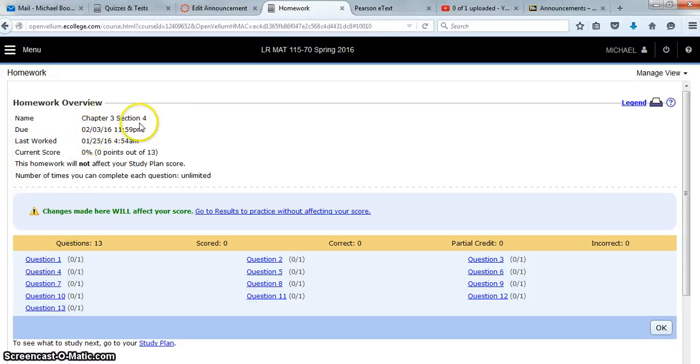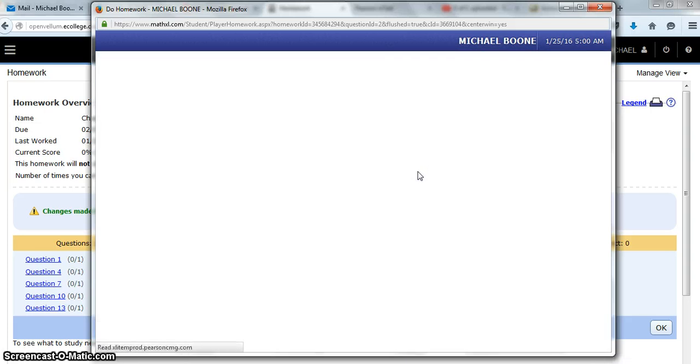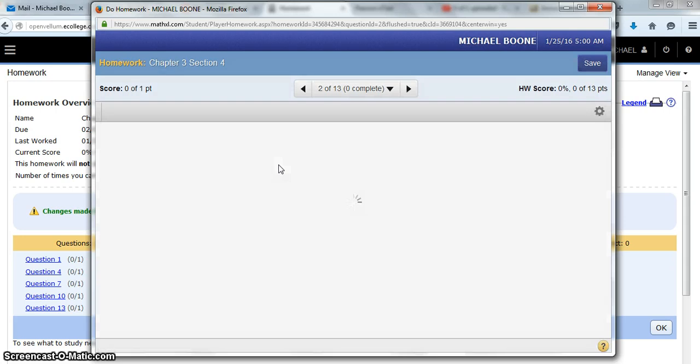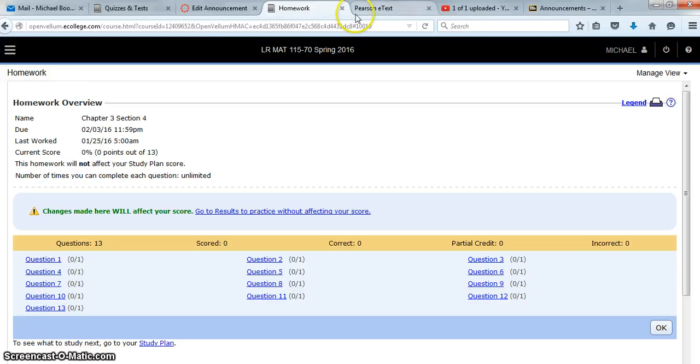All right, in chapter 3, section 4, we're going to look at a couple problems. So the first one is asking us to find some z-scores. So we have to know how to calculate a z-score, and I'm going to show you where the formula is.